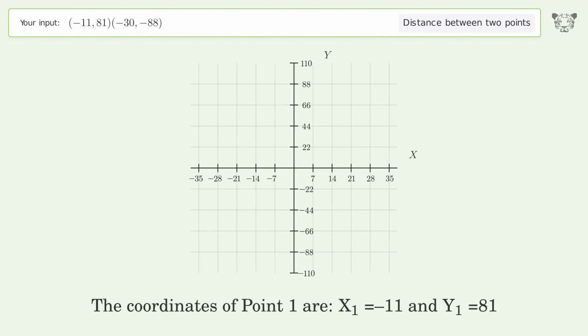The coordinates of point 1 are x1 equals -11 and y1 equals 81. The coordinates of point 2 are x2 equals -30 and y2 equals -88. D is the distance between the 2 points.